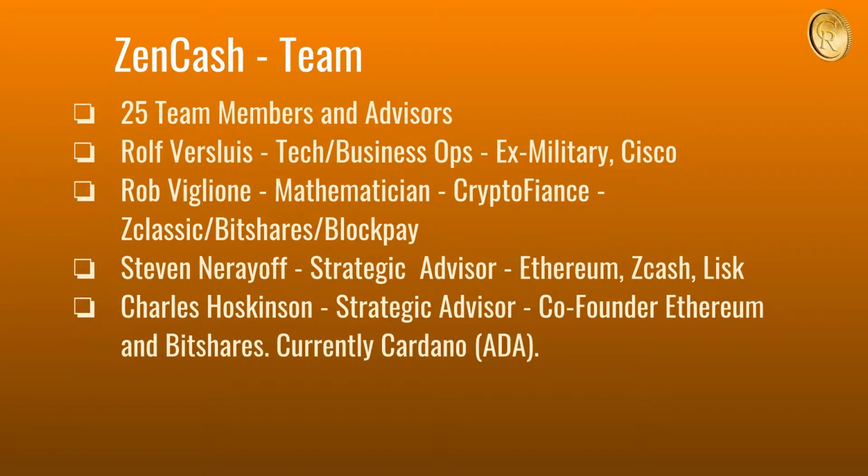The team: 25 team members, a pretty decent-sized team. Rolf Versluis is the guy. You'll see him on the YouTube videos if you watch. He talks a lot about the technicals, the secure nodes, the system. Rob Viglione has a background with Z Classic, BitShares, and BlockPay. These two guys are really out front a lot in terms of going to conferences, talking to the community, doing videos, things of that nature.